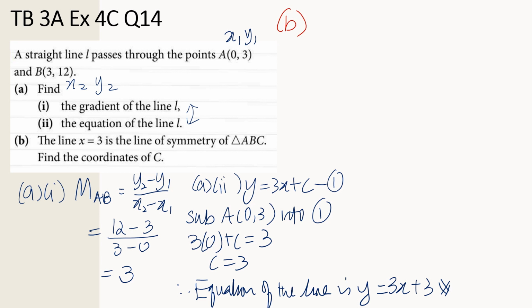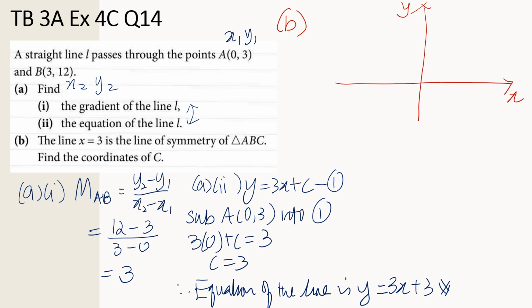Let's look at part (b). So we have another line, x equals to 3. It's the line of symmetry of the triangle ABC. Find the coordinates of C. Okay, I really cannot visualize it without drawing it out. That means I need to draw it out. So let's start off by having a sketch. There's no graph paper, so I can't draw it out properly.